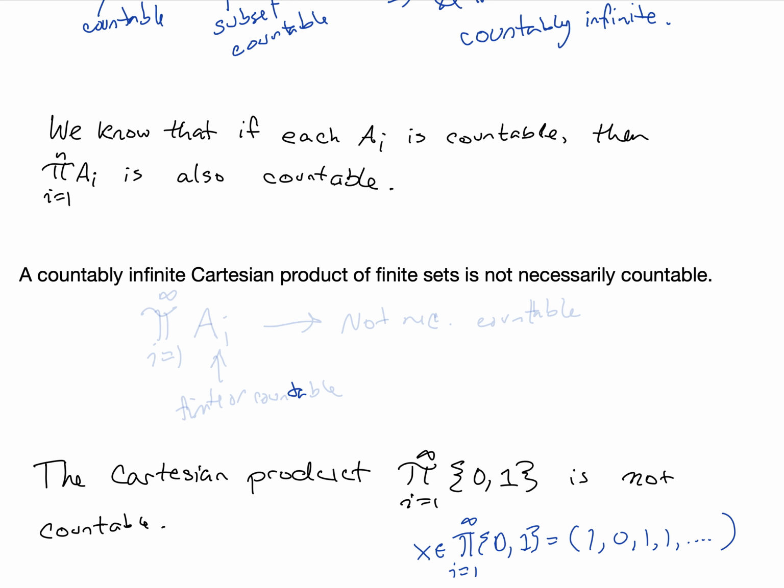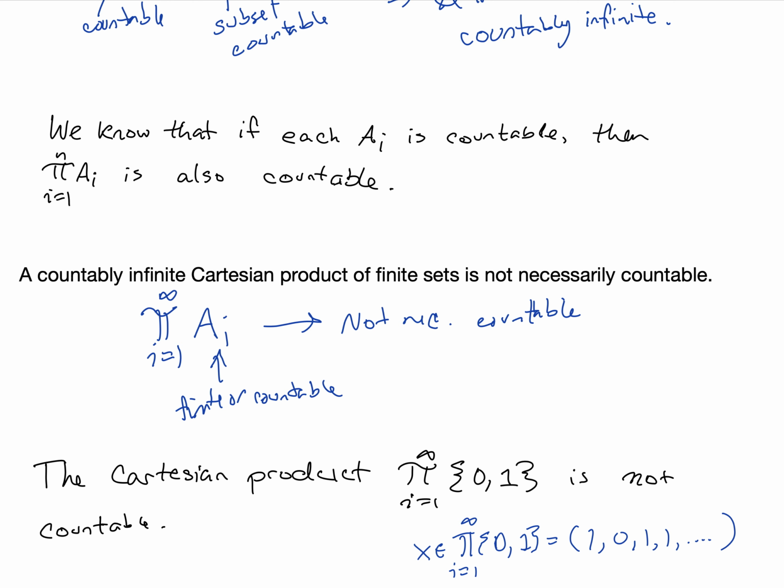So that's saying, okay, if instead of going from i equals 1 to n, we go from i equals 1 to infinity, and then we take the Ai's, and these Ai's are either finite or countable, then this is not necessarily countable. And in fact, we're going to show this with kind of the smallest Ai's you can think of, other than either empty sets or singleton sets. We're going to show this with the Cartesian product of the set {0, 1} crossed with itself from i equals 1 to infinity.